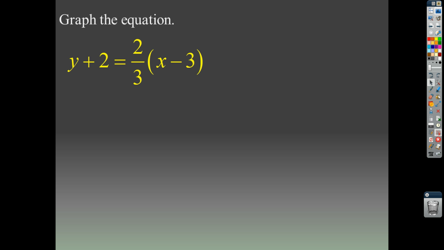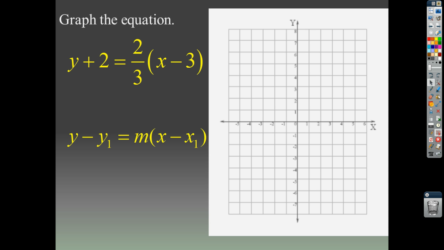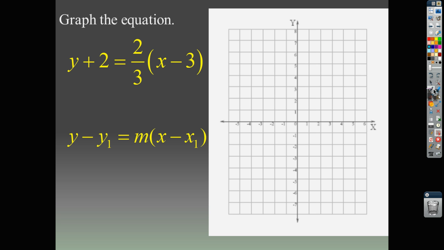Okay, so let's go ahead, and I want you to try and graph this equation. So the first thing I'm going to want to do is look at point slope form so that we can identify our points, and then we'll put this on our graph. Let's identify our different pieces.